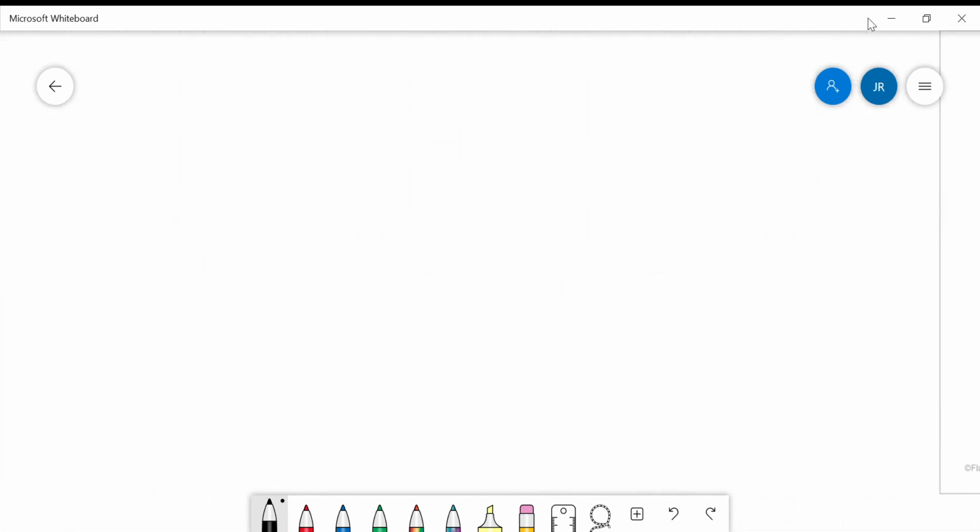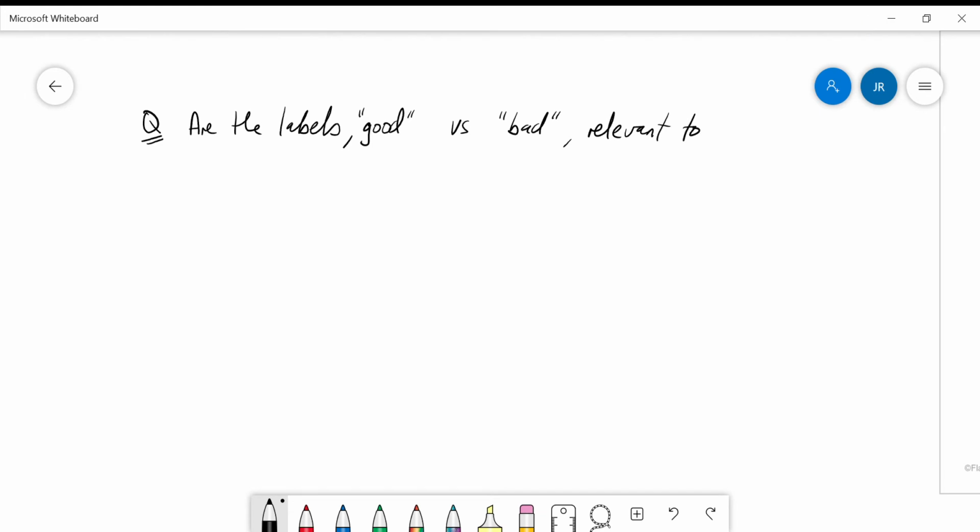Okay, so let's spend a few minutes talking about these structures. So I guess the question I want to ask my students is, are the labels, good versus bad, relevant to sugars? And the answer is, it's complicated.